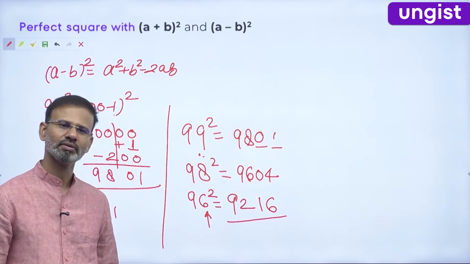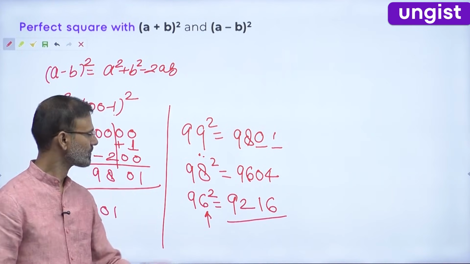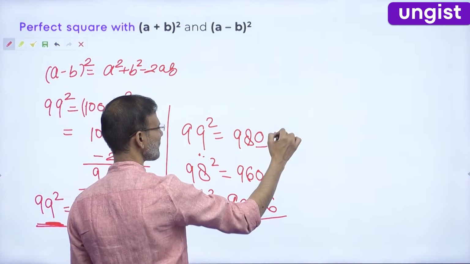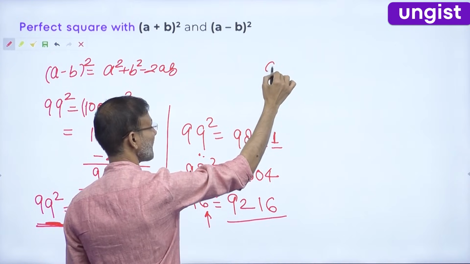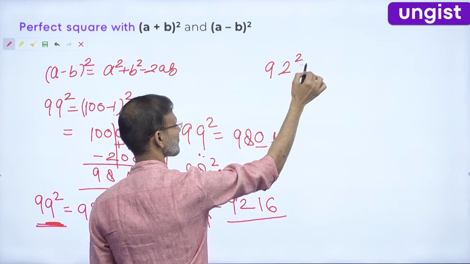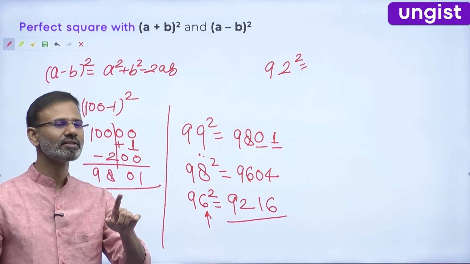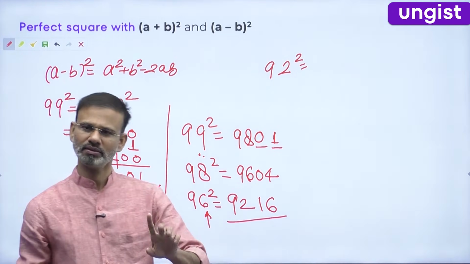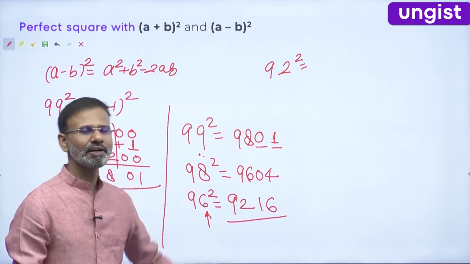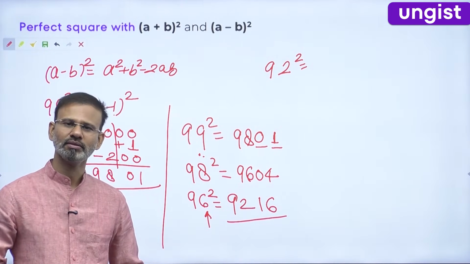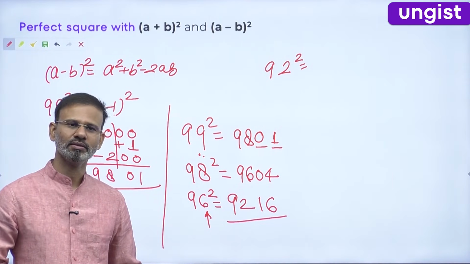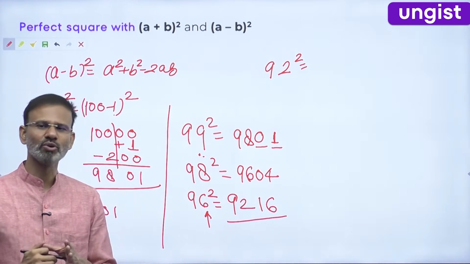Friends, any doubt? No? Okay. Everyone, now you tell me 92 square. Yes, tell me slowly. What will be subtracted? 8. Yes. If we subtract 8 from it, what will come? 8464, everyone.